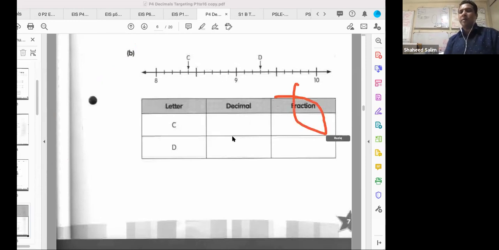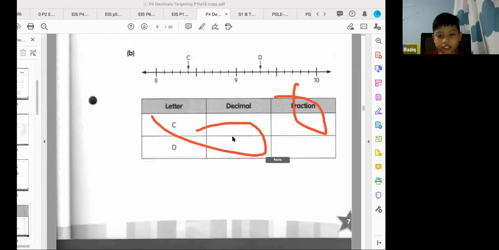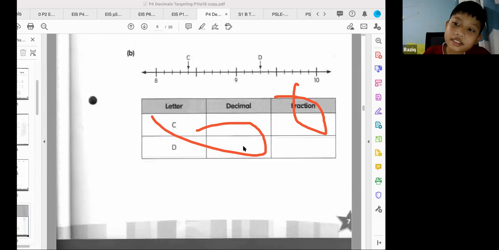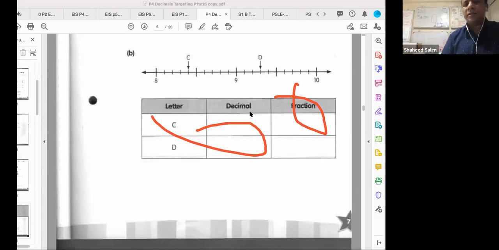Just tell me an answer. This one. Yeah, D. No, no need fraction. We just do decimal. 9.3. Yes. Dot, we say as point.